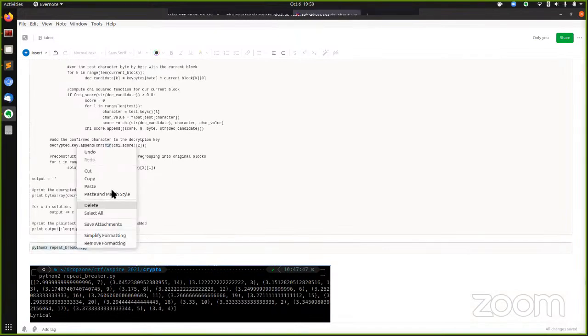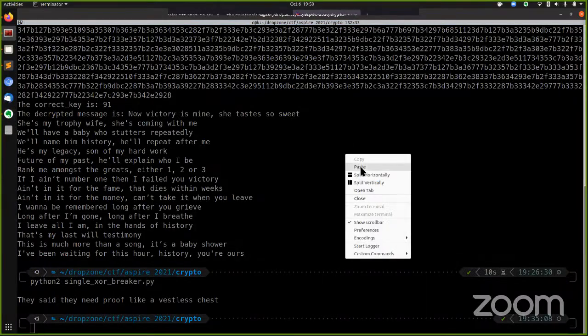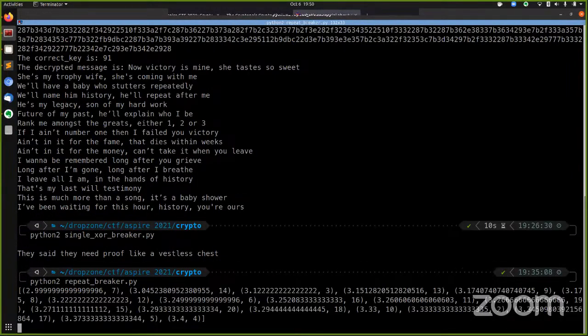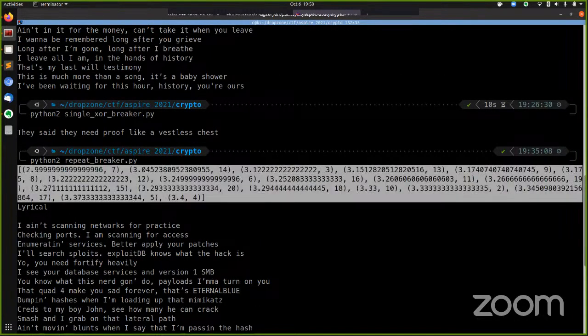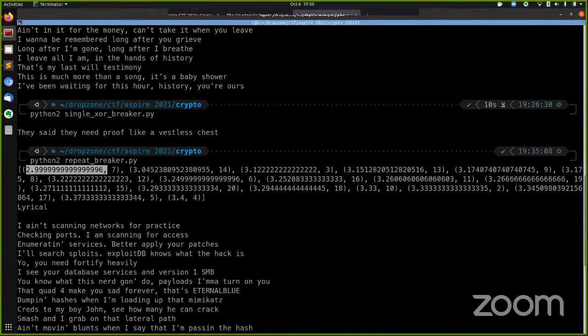So again, if I run this, let me show you. First of all, we calculated the Hamming distances. So as you can see, these were calculations of the Hamming distances of the possible lengths. So once we had the possible lengths, we had the lowest Hamming distance.